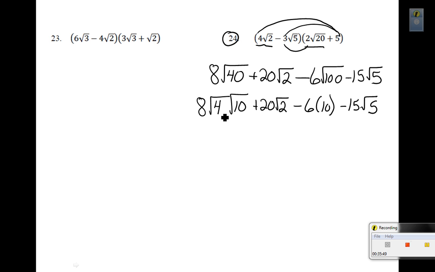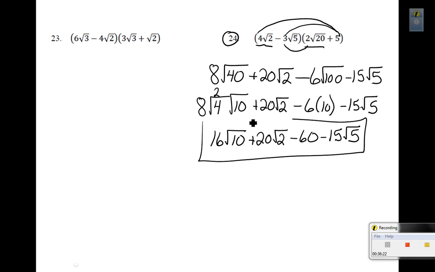Now let's bring this home. The square root of 4 is 2. 8 times 2 is 16 radical 10. Plus 20 radical 2 doesn't do anything. 6 times 10 is 60. Minus 15 radical 5. Combine any like terms you have. And since there are no like terms, as ugly as it is, that's your answer.